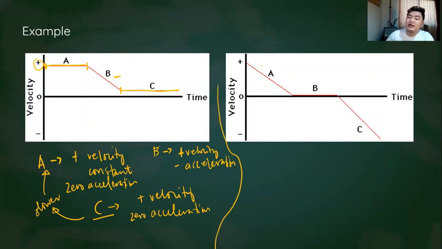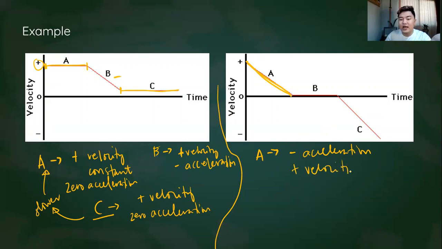This one, interval A. How do we describe the motion of the object? In interval A, since you have a negative slope, you have a negative acceleration. Is the velocity positive or negative? The velocity is positive. Why? Because it's on the positive side.